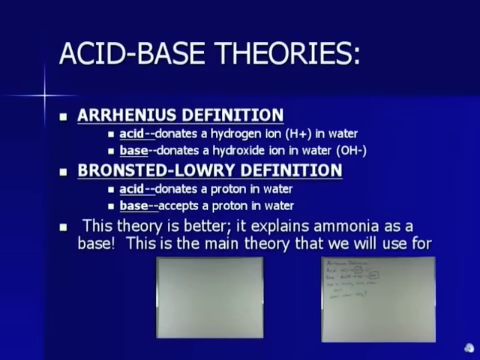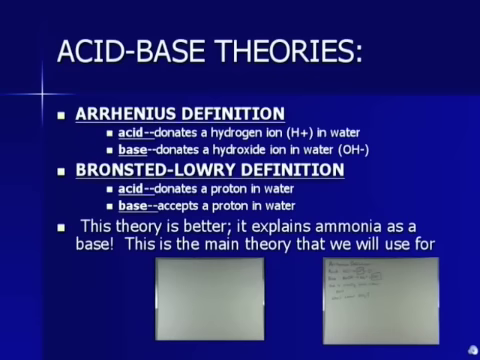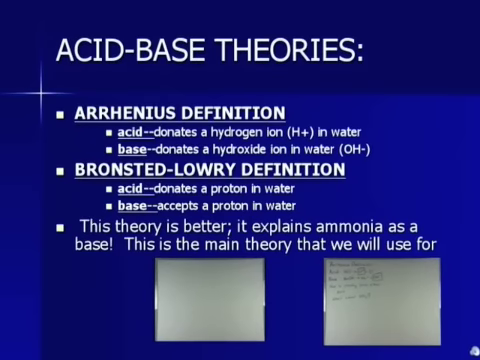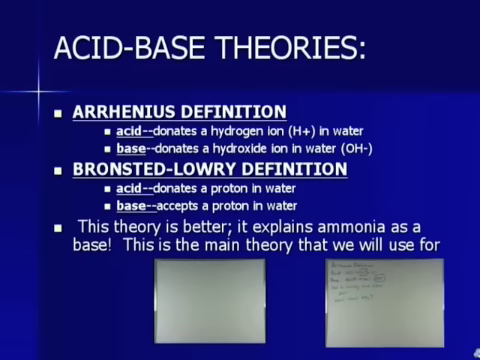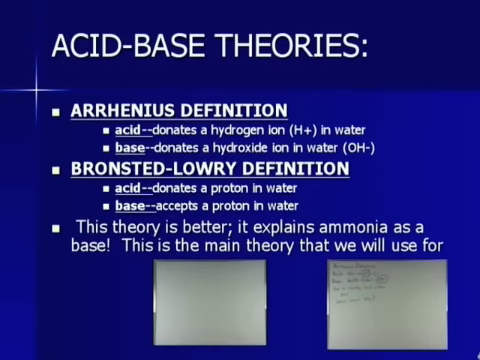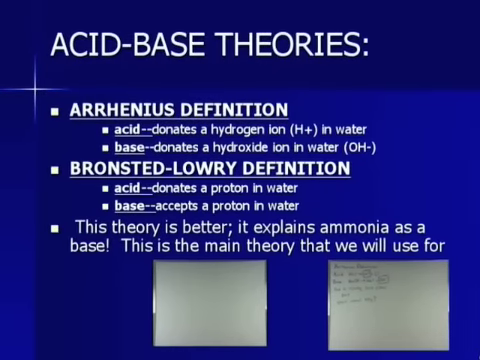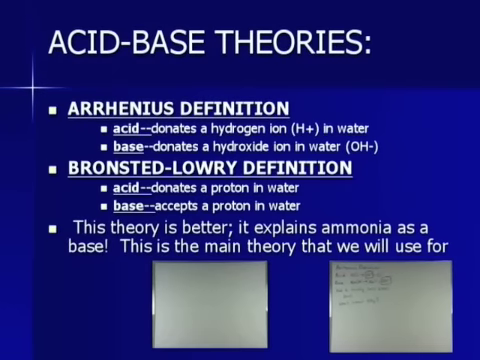There are three main acid-base theories, and we're going to do them in chronological order. The first one is known as the Arrhenius definition. It states that an acid donates a hydrogen ion in water, an H plus ion, whereas a base donates a hydroxide ion in water, an OH minus. Here's a video of me writing out some equations using the Arrhenius definition.